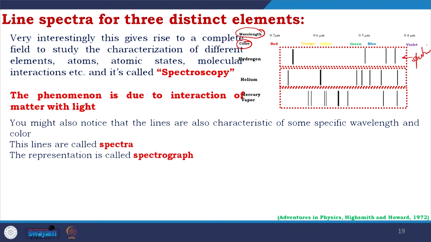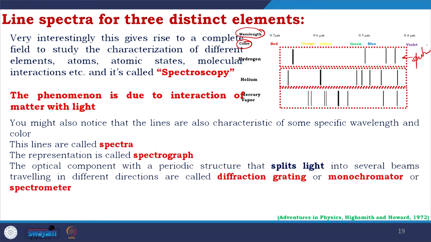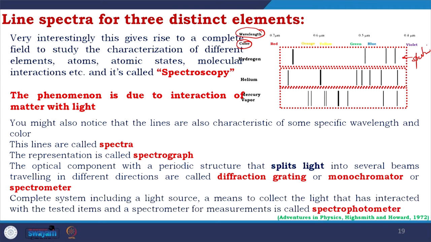The representation of the lines is called spectrograph. The optical component with a periodic structure that splits light into several beams traveling in different directions is called diffraction grating or monochromator or spectrometer. The complete system, including the light source, a means to collect the light that had interacted with the tested items, and a spectrometer for measurement, overall the machine is called spectrophotometer. So, these are the basic terminologies: the spectra, the spectrograph, the diffraction grating, monochromator and spectrophotometer.